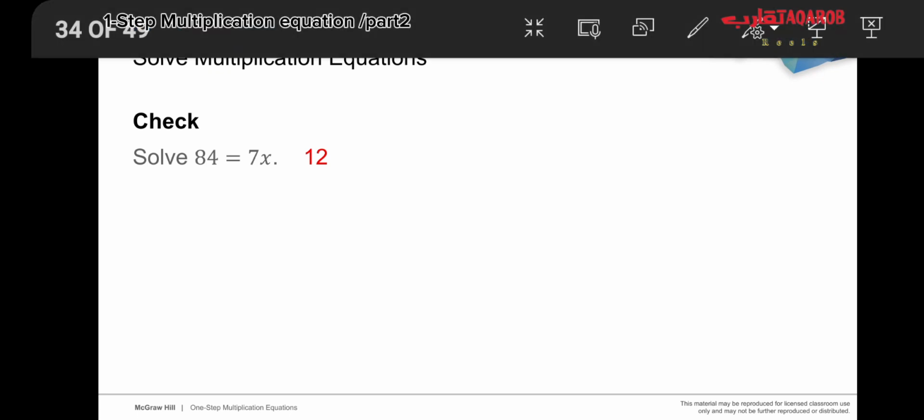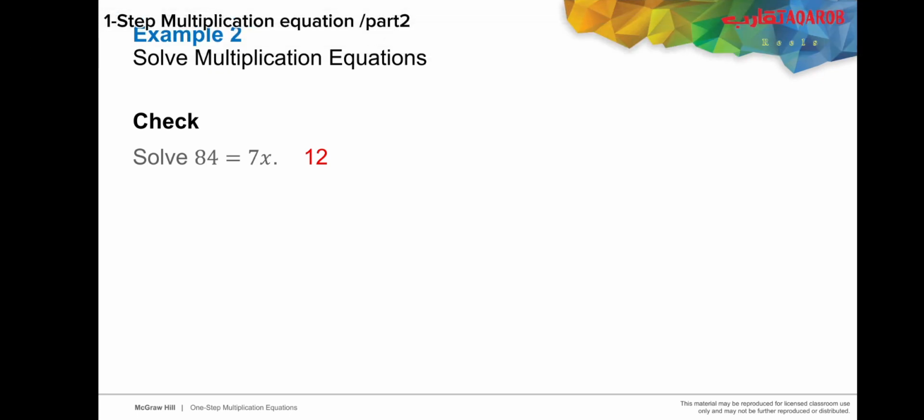Now, as you can see here, the problem that you are seeing is actually multiplication. How do I know it's multiplication? Because there is no operation between 7 and x. Since there is nothing, it's actually a multiplication.